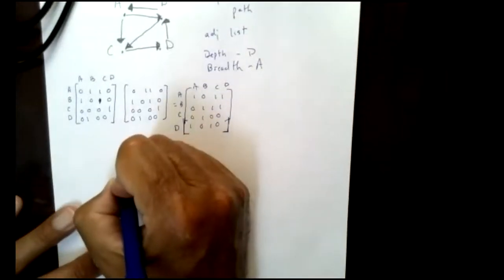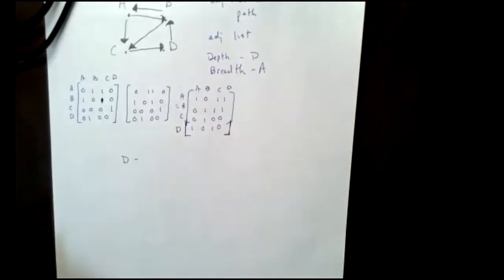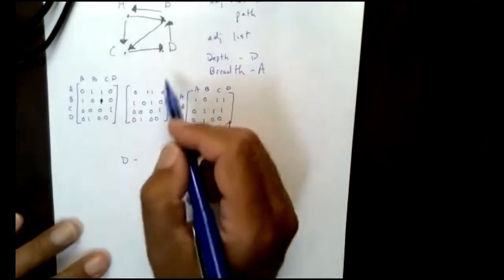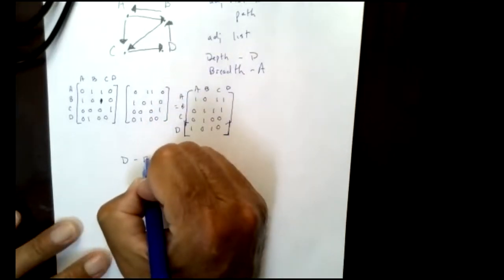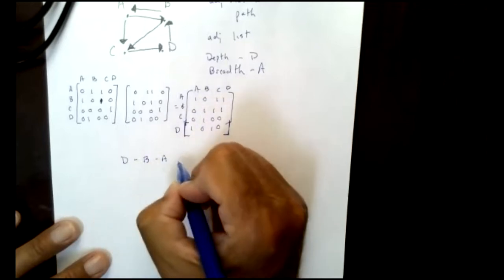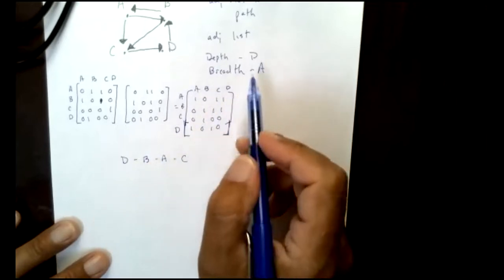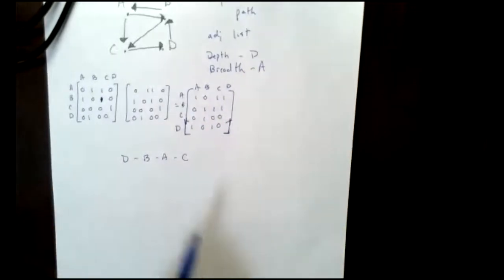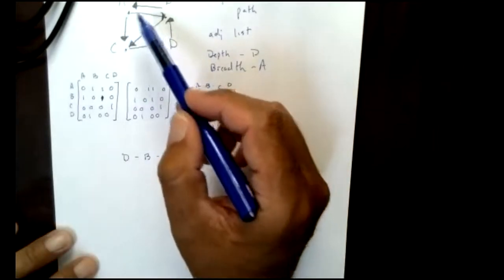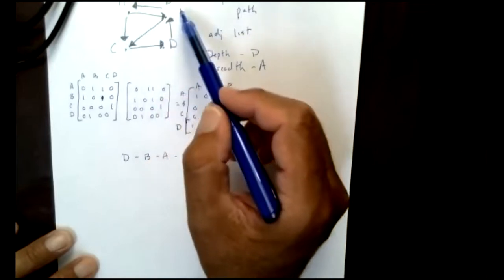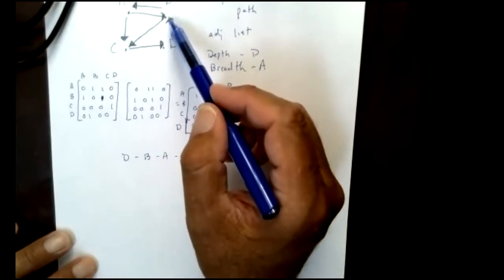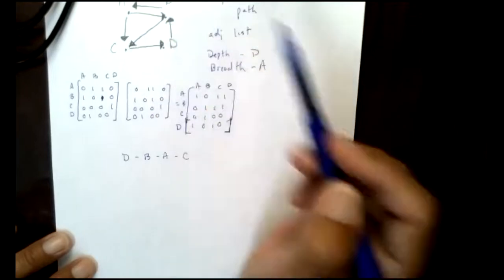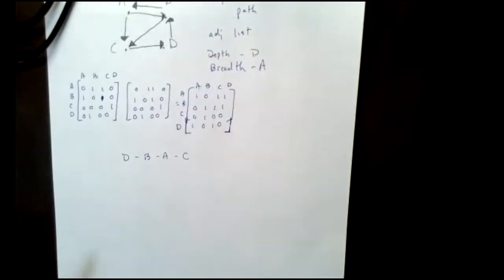Depth, D. Depth charge, go as far as you can. And then work your way back. D to B to A to C. To C. And my count just went off. Ding, ding, ding. I don't have to go anymore because I equaled the number of nodes. But otherwise, I'd go back up to A goes to B, nowhere else. I'd go back to B goes to C, which I've been to. B goes to A, which I've been to, back up to D.